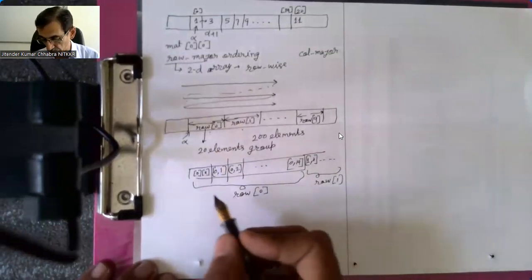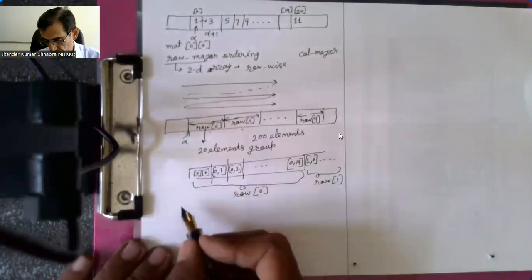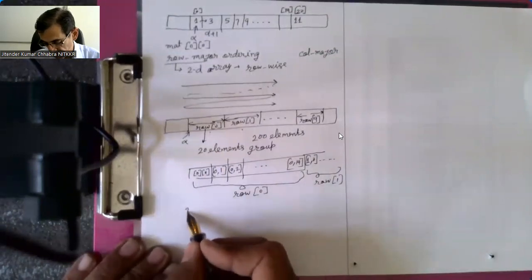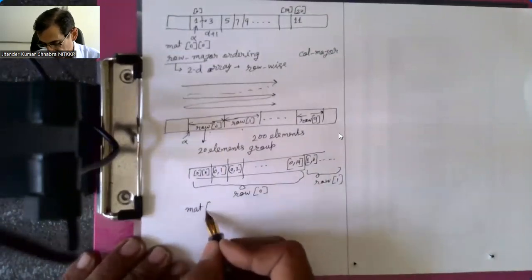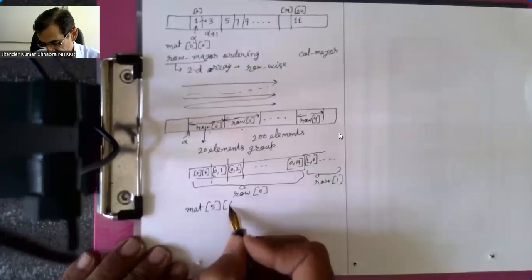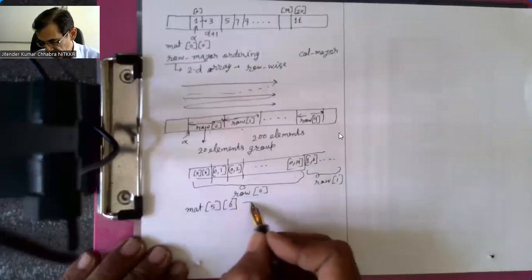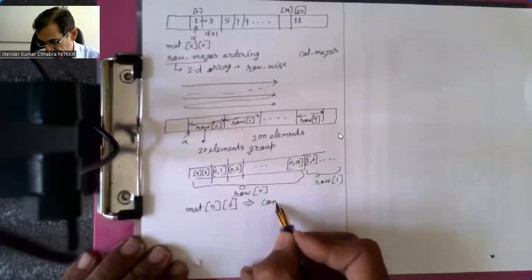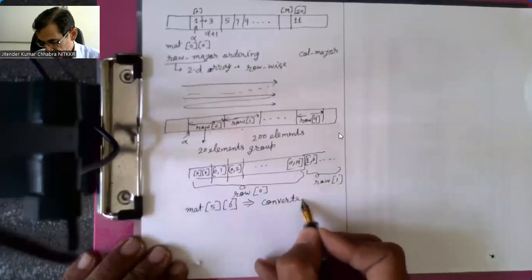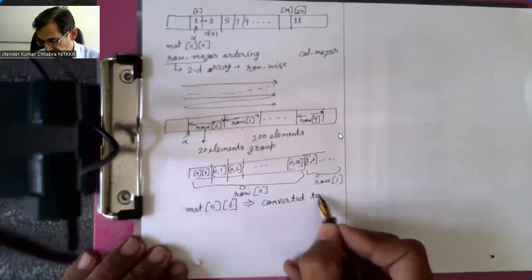Why is all this important? All this is important because whenever you write, let's say, mat 5, 6, this is always converted to an equivalent address for accessing the value.